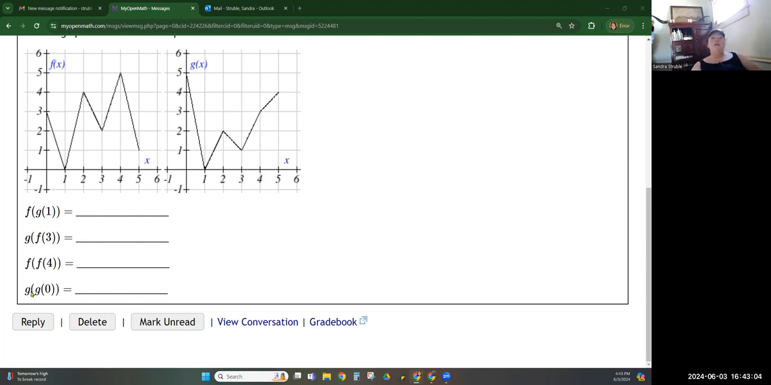And then the last one is G of G of 0. And so we're going to spend all of our time in this one. When X is 0, what is G? When X is 0, G is 5. Okay, so 5 will replace G of 0. Now we have G of 5. When X is 5, what is G? When X is 5, G is 4. So G of G of 0 is 4. All right, that is it for that one.